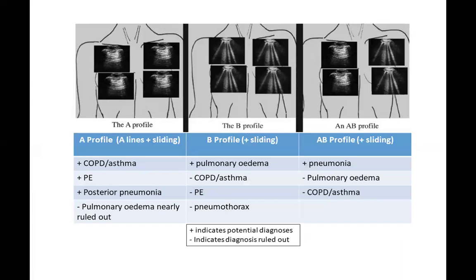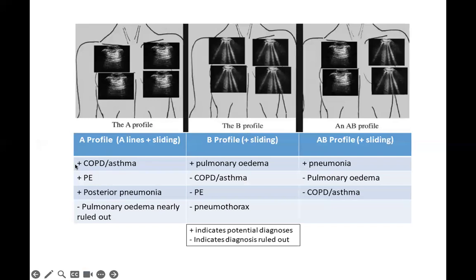So if we go through this A and AB profile, we can look at what possible diagnoses we might be looking at. Positive indicates a potential diagnosis. Negative indicates the diagnosis is ruled out. I think for some of these, they are ruled out. For others, maybe it's a little overreaching to say they're ruled out, but let's go through each one.